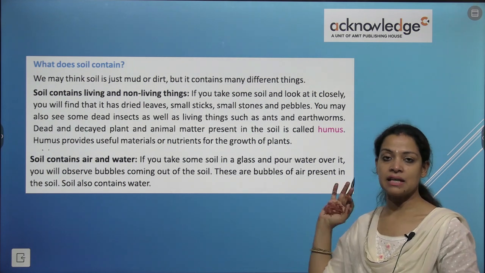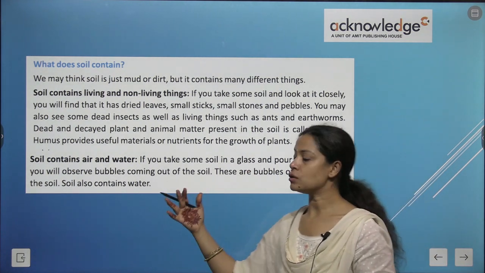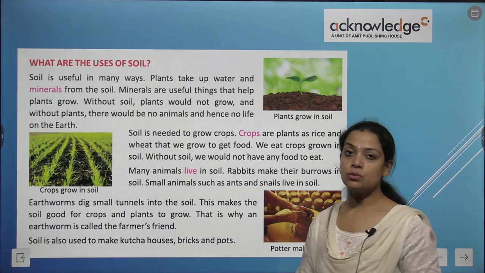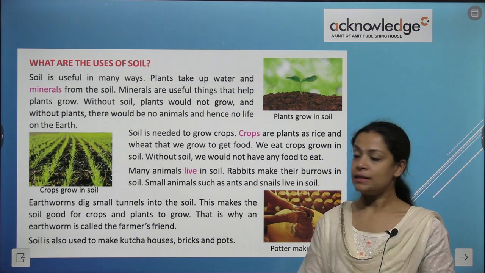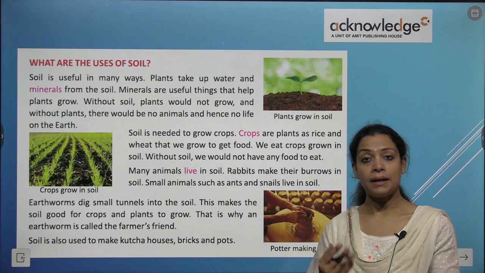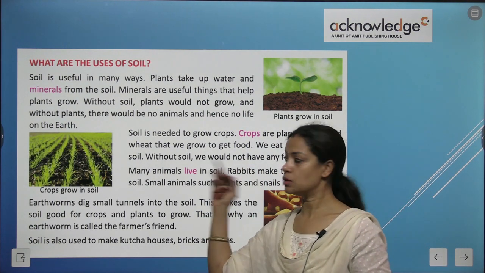It has humus, it has nutrients containing various living and non-living matters. Also, it contains air and water. What are the uses of soil? It is used in many ways. Like they take up water and minerals from the soil. Who? Plants. Then minerals are useful things that help plants in growing.